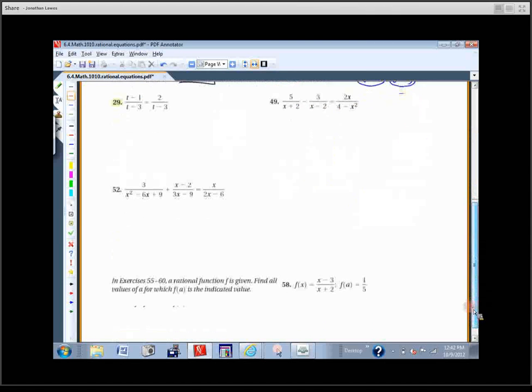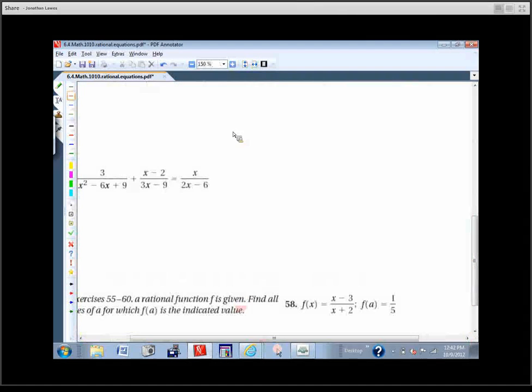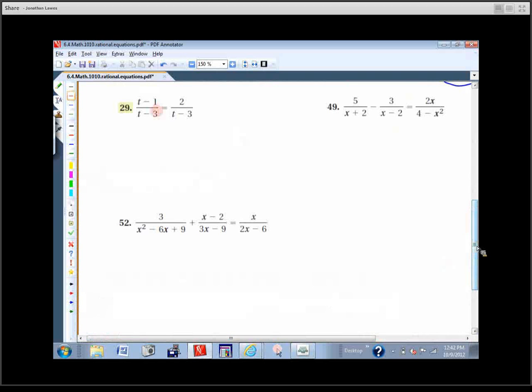Okay, so let's take a look here. We're going to do number 29. What would I have to throw out? 3. I'd have to throw out a 3. Just keep that in mind. What do I multiply by to cancel off the t minus 3? Well, oddly enough, if I multiply by t minus 3 on this side, I get a t minus 1, and on this side I get a 2. And I end up with t equals 3.